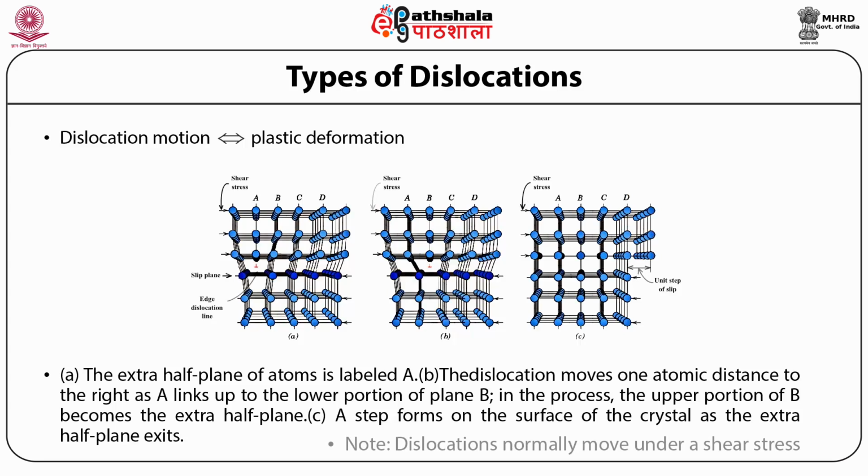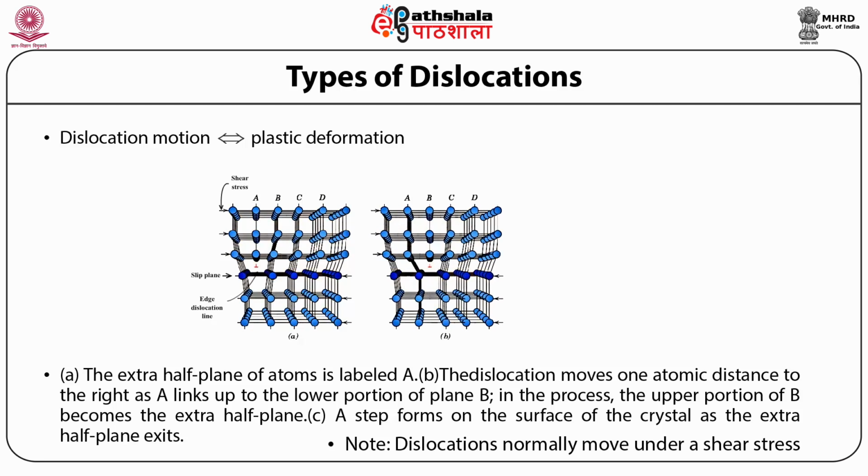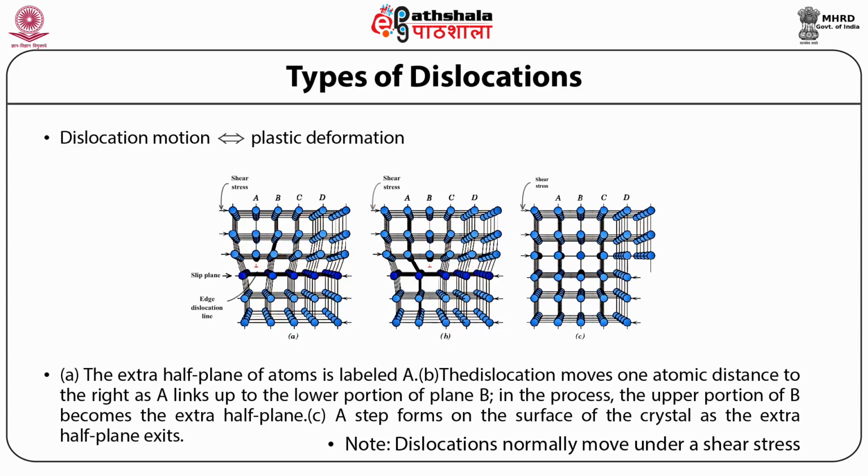So, we can note that dislocations normally move under a shear stress. We can see the edge dislocation line in the first figure with the slip plane, and we can see the unit step of slip in the third part of the figure, which is the C part. We have noted that the dislocations move under a shear stress.